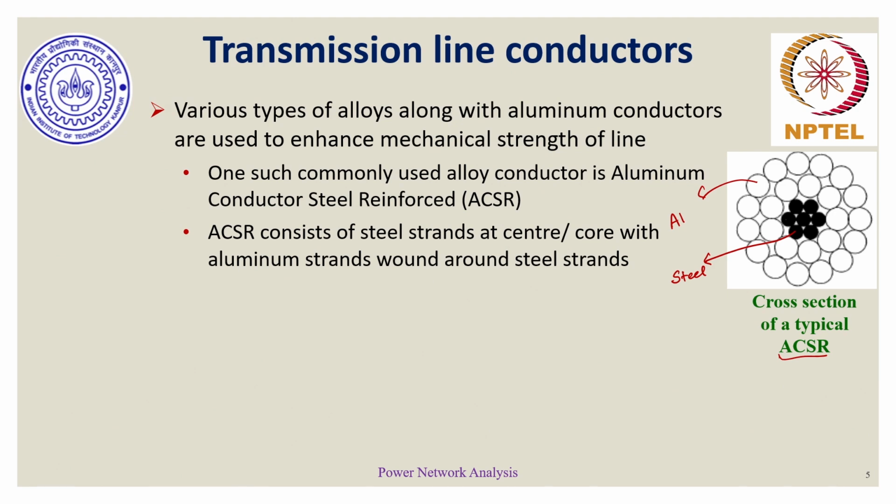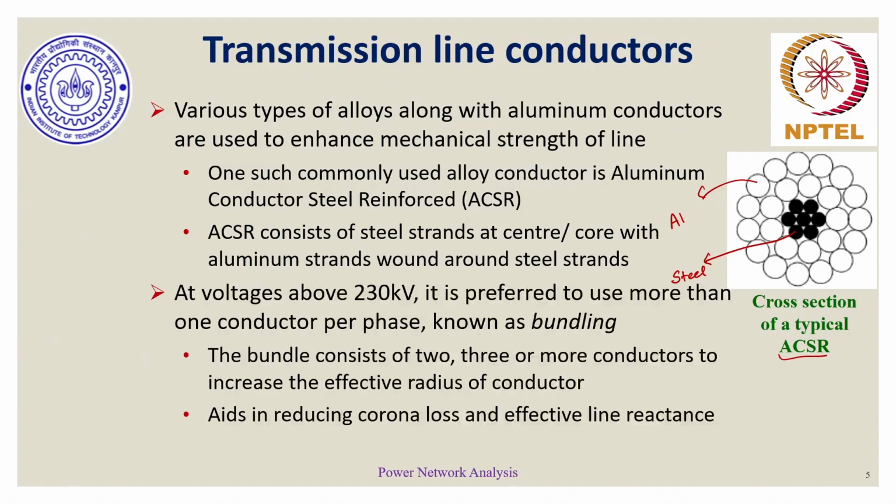Now, with this sort of stranding, the current carrying capacity of the conductor doesn't change, and since steel has higher mechanical strength compared to aluminum, if I have a conductor and I wind another thin wire around that stronger conductor, the thinner wire's mechanical strength also increases, in the sense that if I have to break the wire apart, I will have to pull it harder compared to a case where I take a small thin copper wire and pull it apart, where probably it can break.